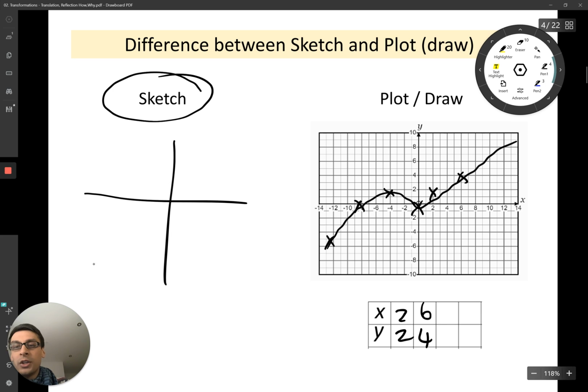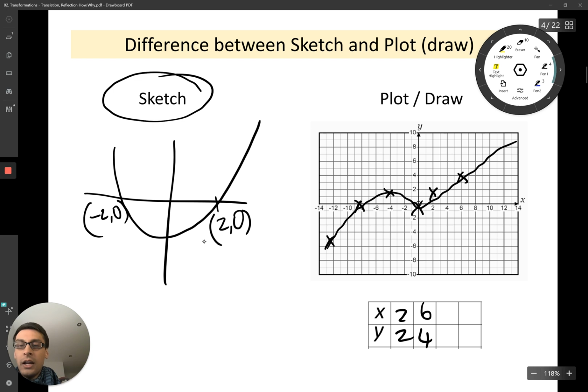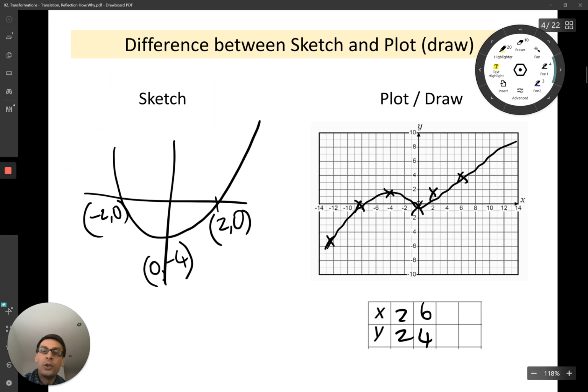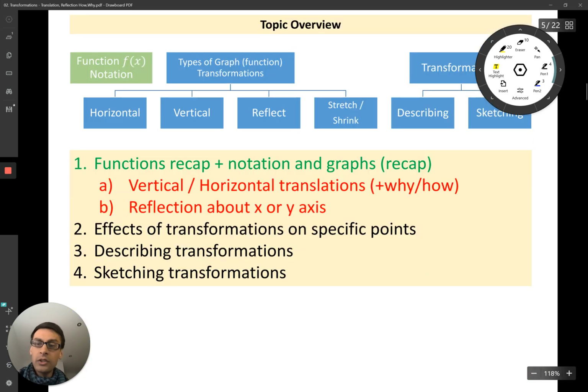So for example, you might get a quadratic where, if this is your sketch, you might then need to label, well, this must be 2, 0. This will be -2, 0. This might be 0, -4. So this would suffice as a sketch. It doesn't matter that you're not using a ruler or you're not doing any scales on the axes or anything like that.